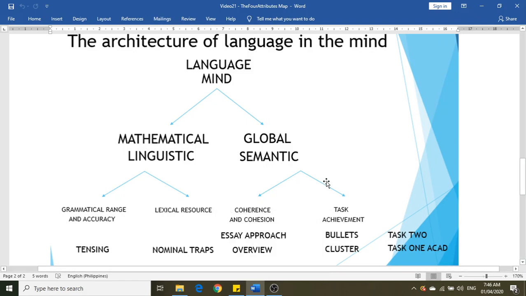Now, when it comes to task 2 writing, if you remember, we've been talking about cardinal rule 2. So cardinal rule 2 states that everything that's in the essay should be expounded, expanded, explained, and elaborated. So that falls under the criterion of task achievement. This is for task 2 writing.